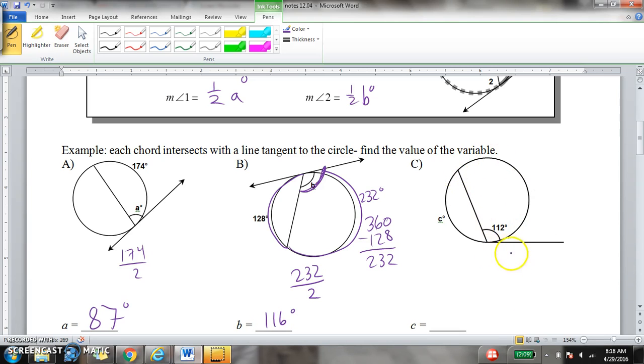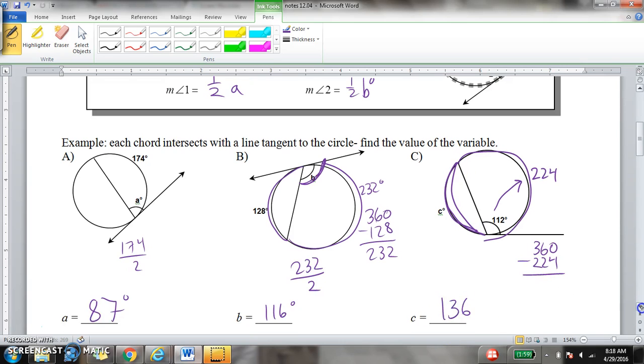Over here, now we're going backwards. So it says this angle is 112. So now we're going to have to double it to find this whole arc right here. So when we double that, we get 224. Now to find C, that's the rest of the circle. So we have to take the entire circle, subtract the piece that we don't want to find the piece that we do want. So 360 minus 224 gives us 136.